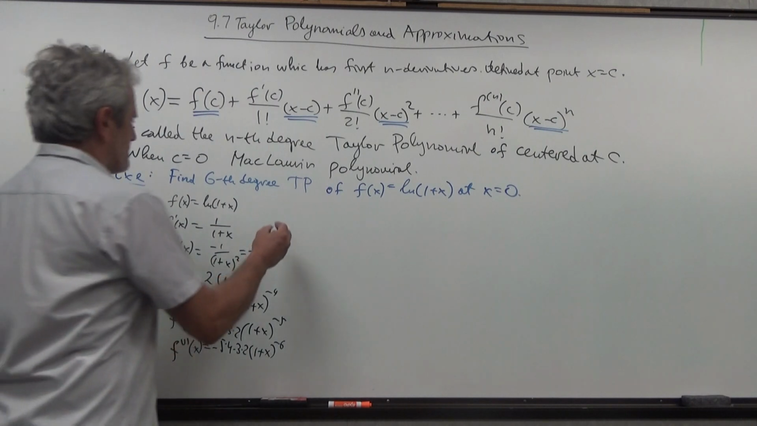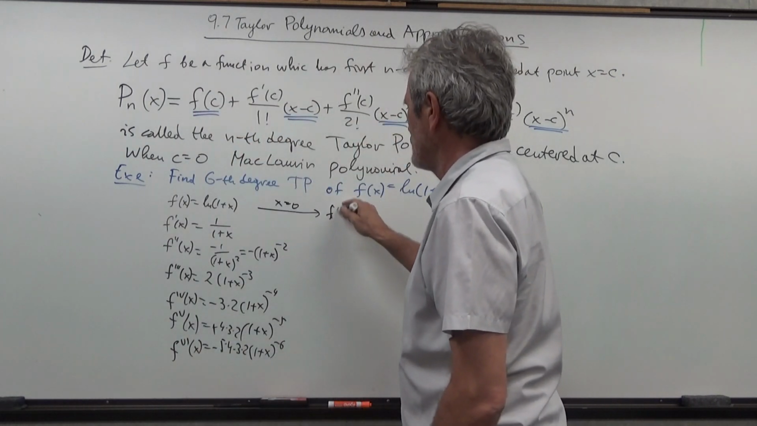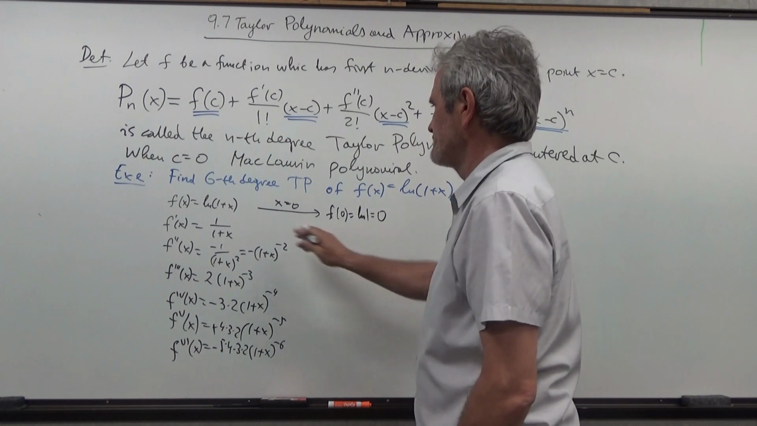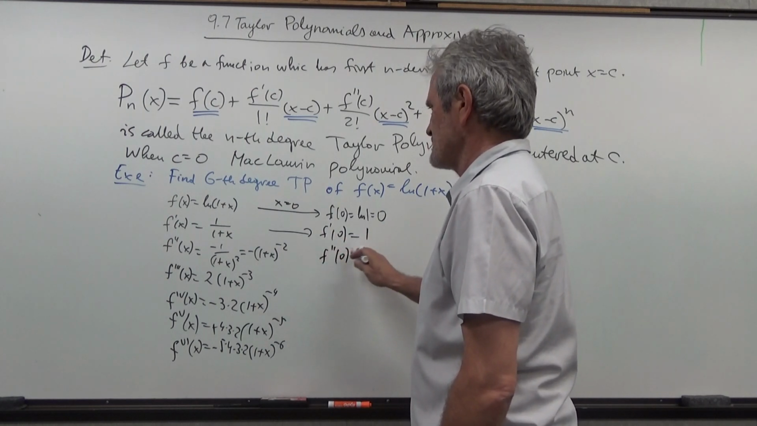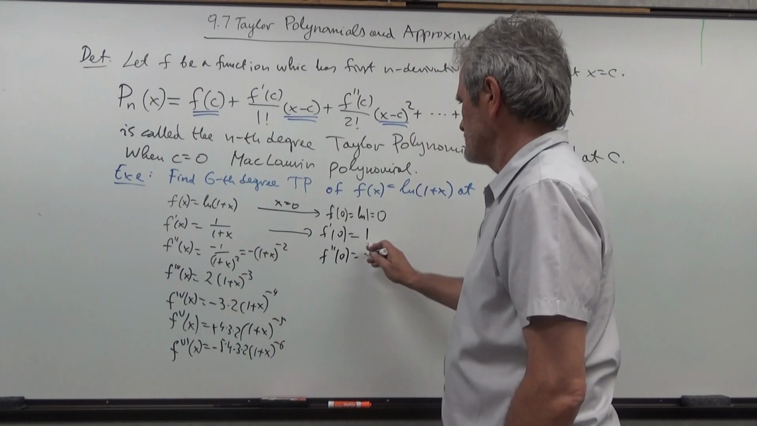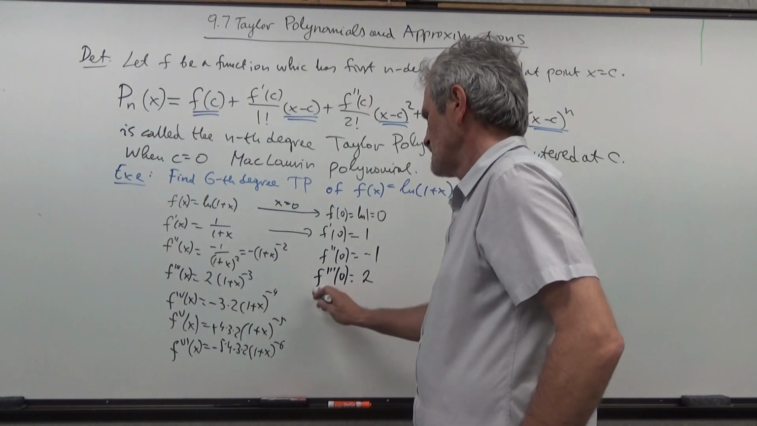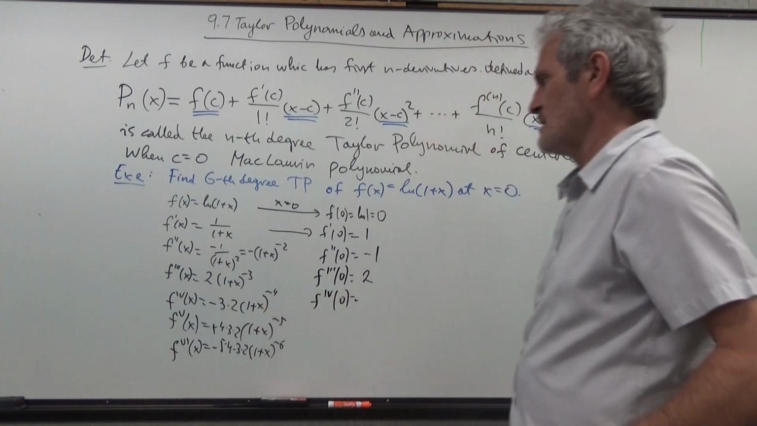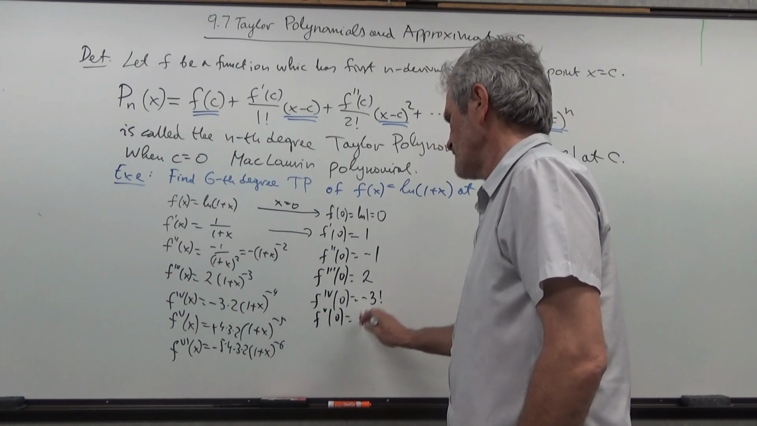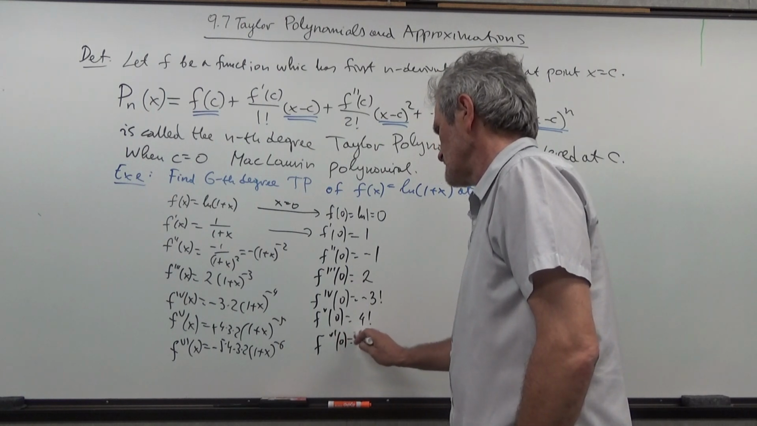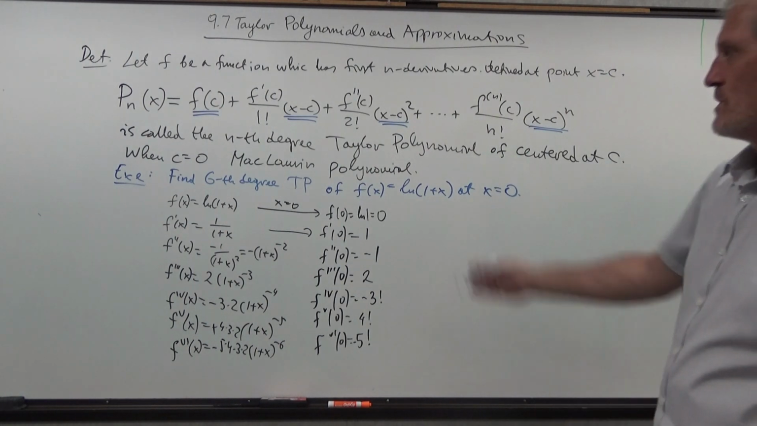And then we just plug in x equals 0 into all of that. So this will give us: f of 0 is ln of 1, which is 0. f prime of 0 is 1. The second derivative at 0 is just negative 1. The third derivative is 2. The fourth derivative, because the remaining part is just 1, is negative 3 factorial. The fifth derivative is 4 factorial. The sixth derivative at 0 is negative 5 factorial. So that's it. We have all the coefficients, and we are ready to write our polynomial.